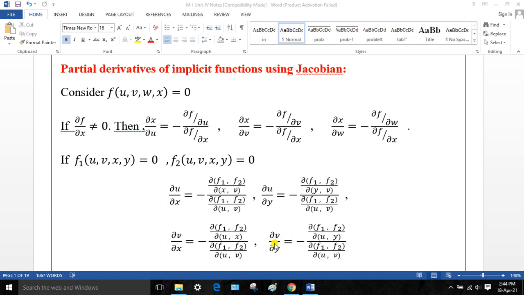Suppose I have to write del v by del y. There are two functions, so take the negative sign, the entry of those two functions. Again I have to write first these things. So v comes from the pair u comma v. And what you have to replace now? V replaced by y. Here when we write, we replace this v by y. So देखो यहाँ पे u as it is रखा है और v की जगह y replace किया है. Okay, this is for the two functions.